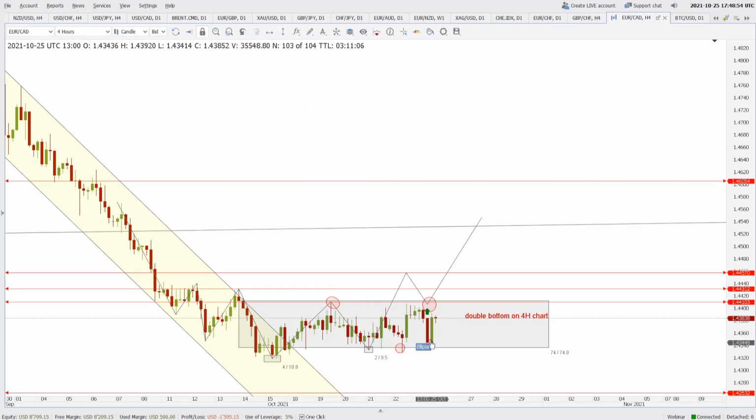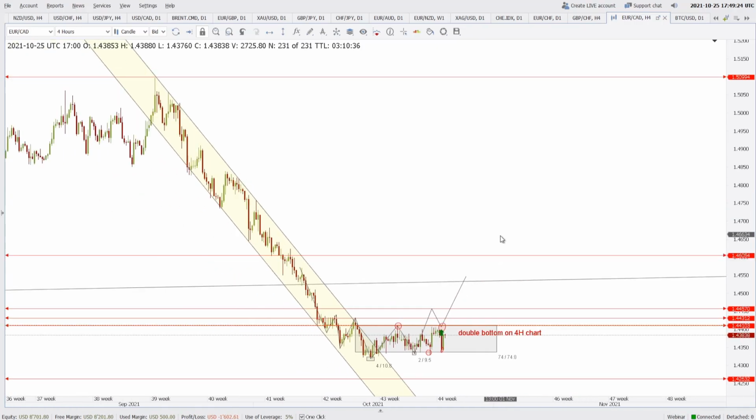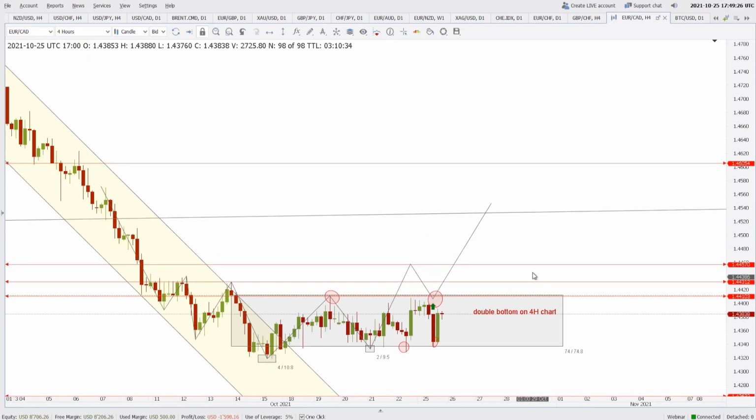Okay, so once the price breaks above 1.4410, I think it may come back to this level again to find a support here, and then the price may be pushing to 1.4431, 1.4457 and 1.4605 in this market. So this is what I'm expecting in the euro against the Canadian dollar.